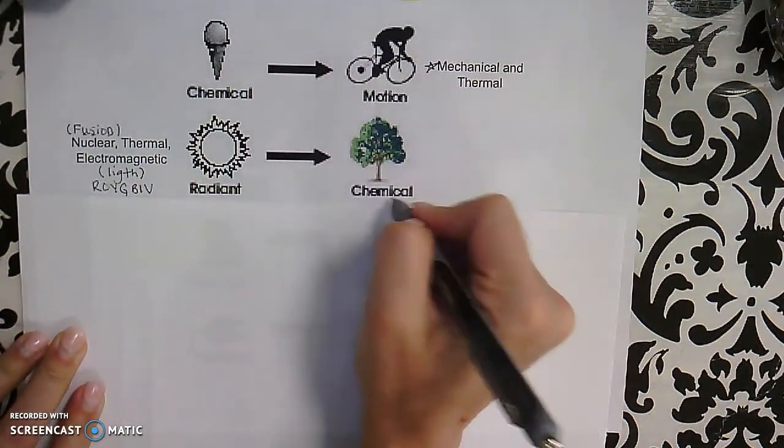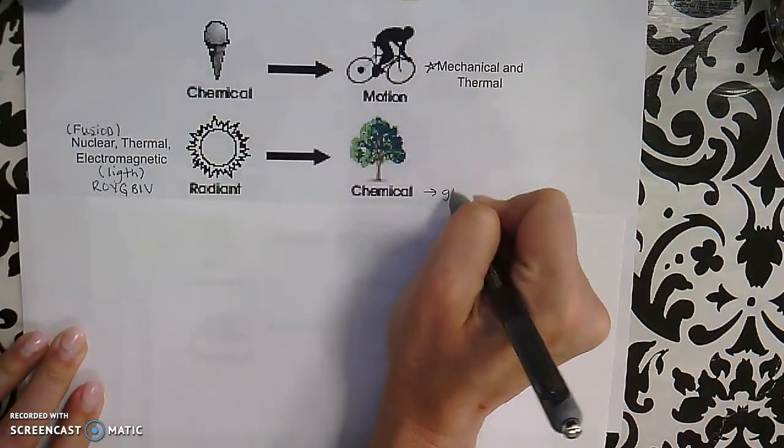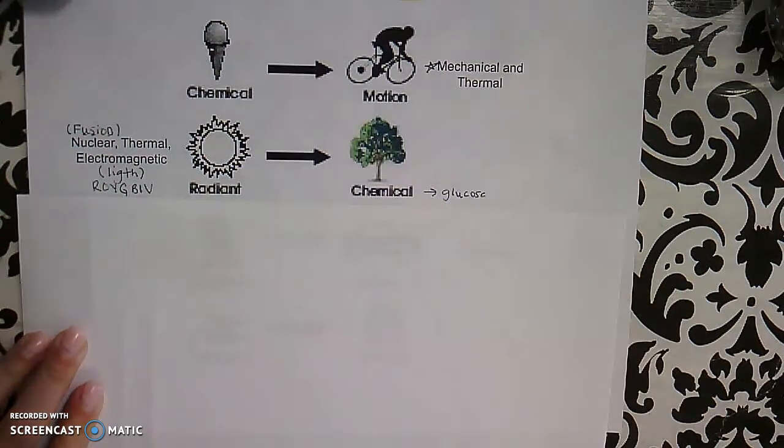Then the tree is chemical because remember the tree makes glucose, which is a type of sugar.